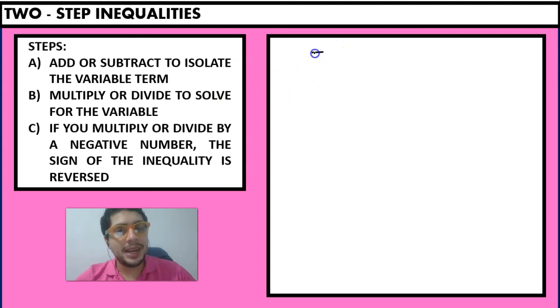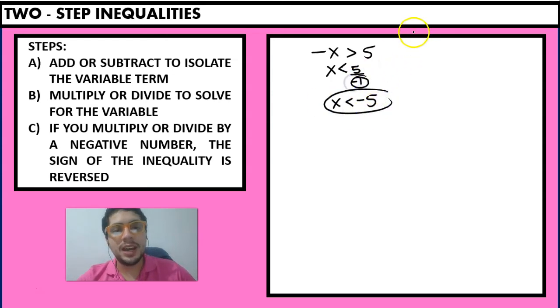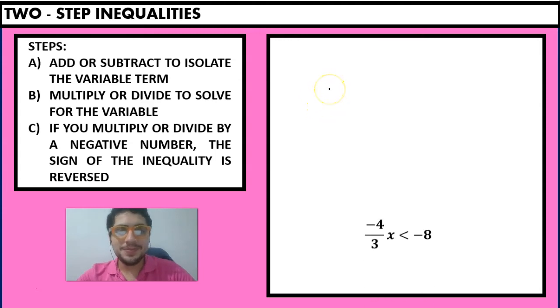So if you have -x is higher than 5, and then you divide by -1, so x is lower than 5 divided by -1. So x is going to be lower than -5. Now that is what happens whenever we divide by a negative number, guys. Remember that. Okay, so in this case, we have -4 divided by 3x is lower than -8.